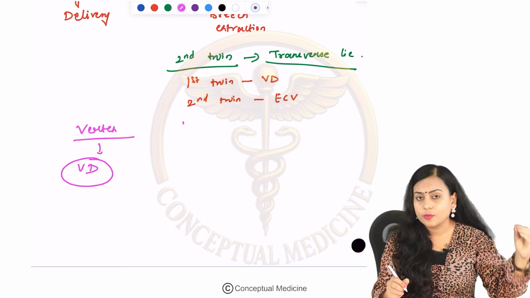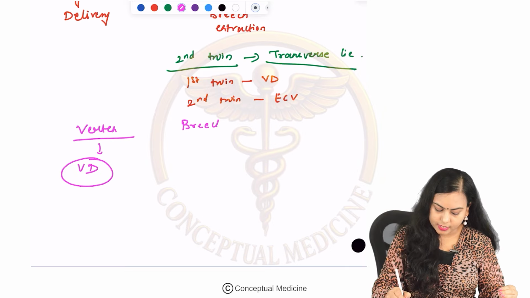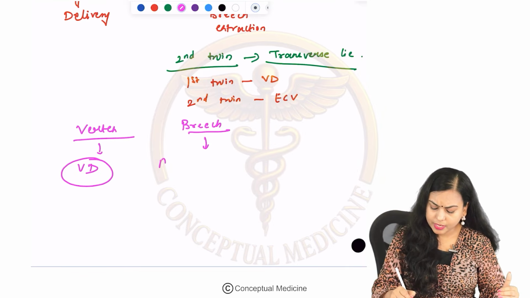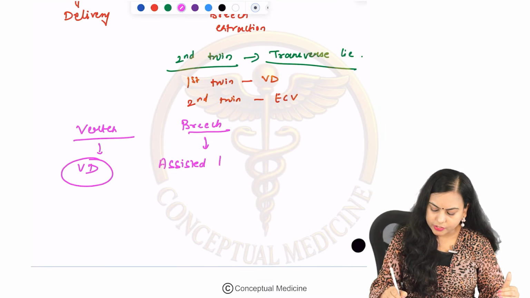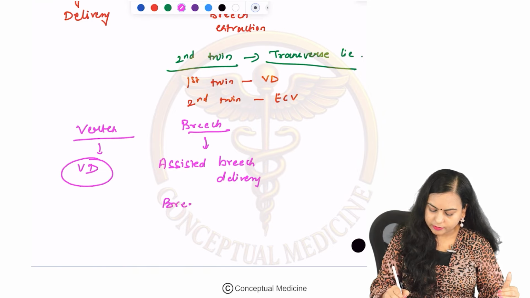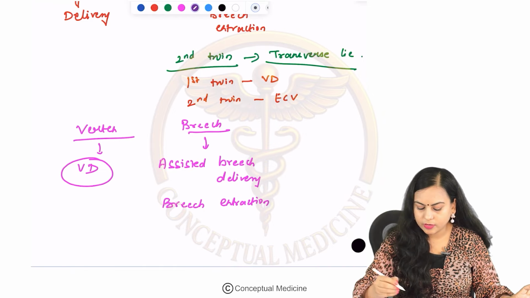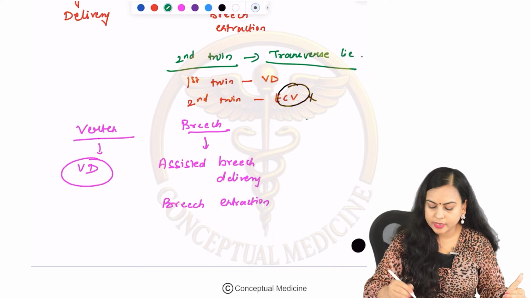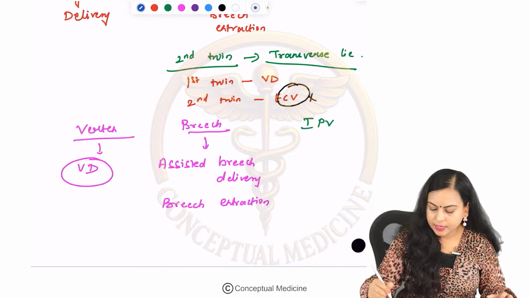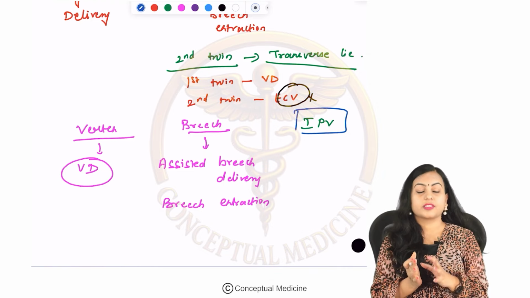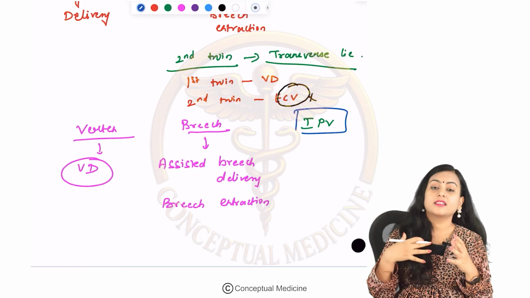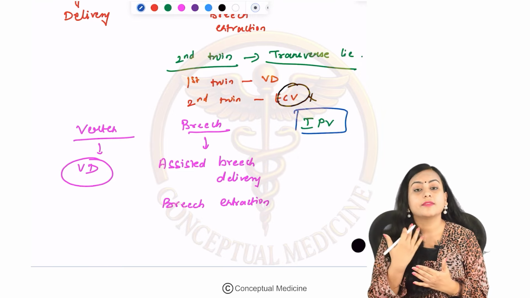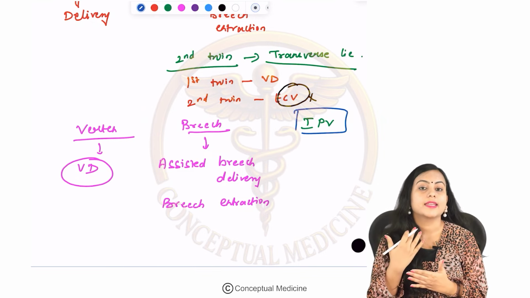So, if you bring the baby successfully to a vertex presentation, then yes, you will offer her a vaginal delivery. Suppose you are bringing the baby to a breech presentation, then you will give the baby either assisted breech delivery or breech extraction, right? And suppose ECV has failed, then what will you attempt? You can attempt something called IPV. What is this IPV? IPV is nothing but internal podalic version. This is the only indication of doing internal podalic version in obstetrics, where the delivery of the second twin is not possible when it is in a transverse lie.